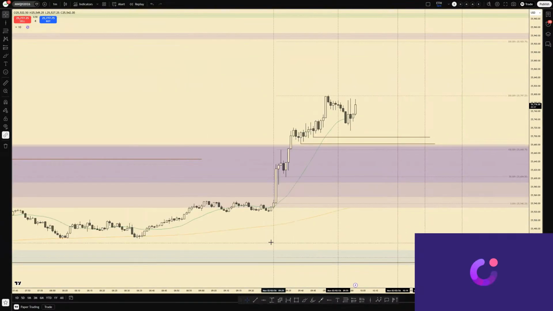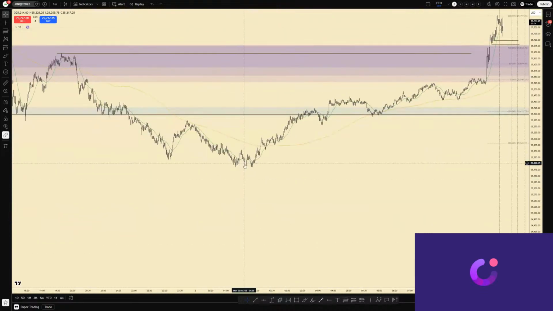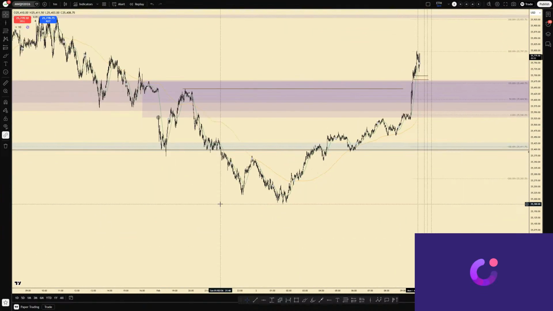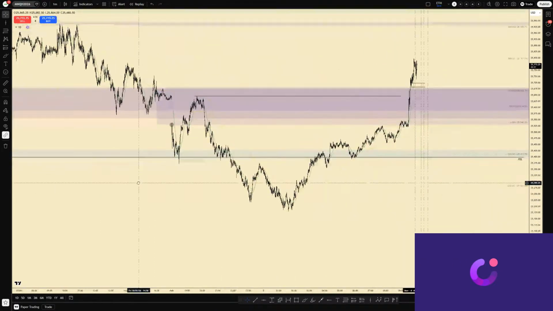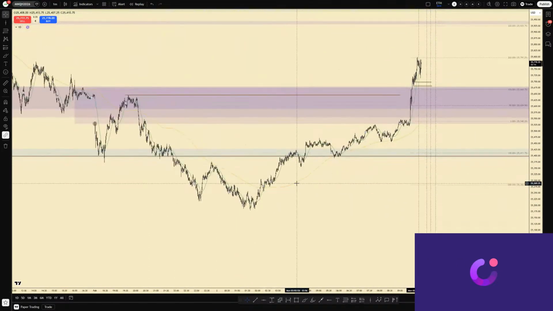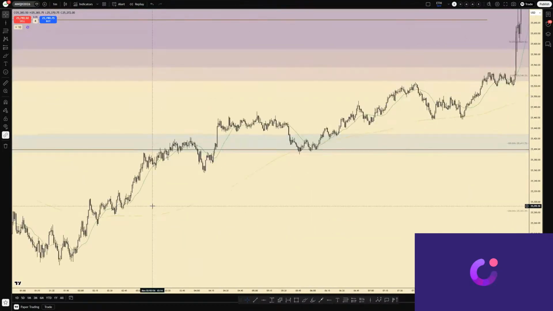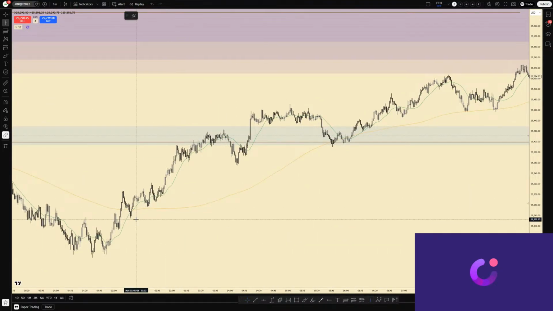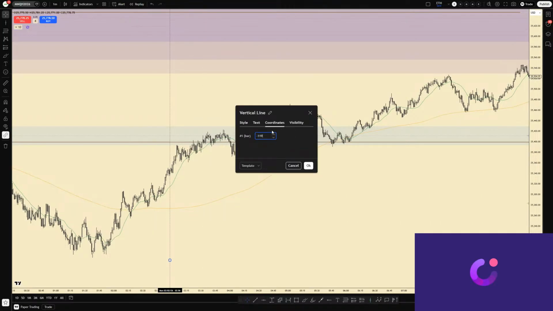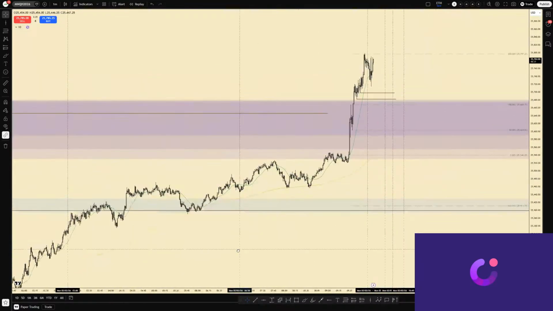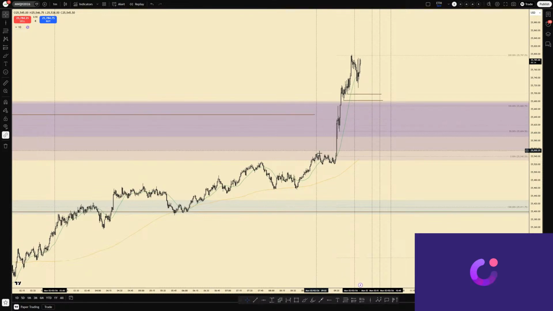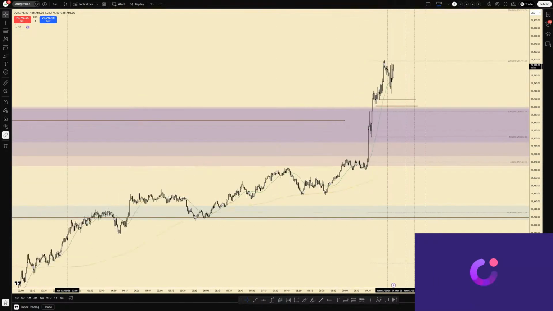So let's check what price did today. Price swept the liquidities during the Asia session, and price kept going higher after the London Open. Our liquidity levels are not swept yet. Price expanded towards the new week opening gap, weekly opening gap.